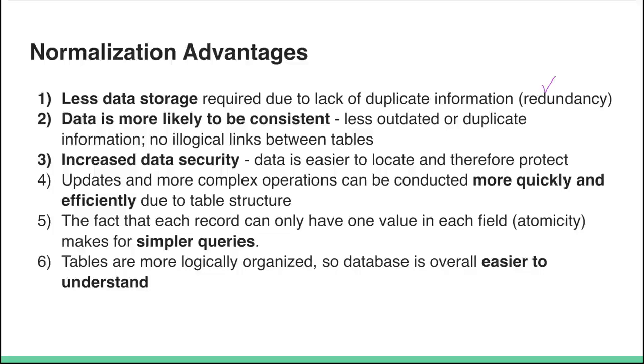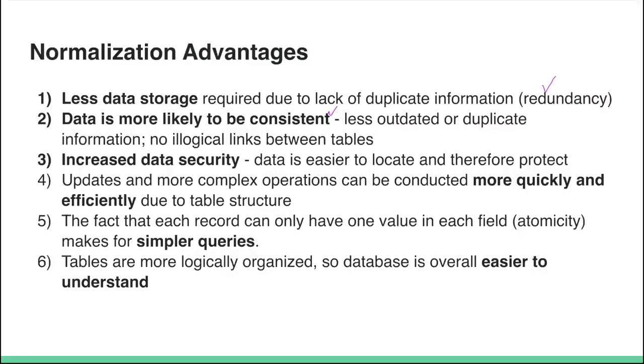The second is that data is more likely to be consistent. Consistent meaning it's not going to be outdated, or there's not going to be duplicate information where one piece of information has been updated and the other hasn't. Because there is less redundancy, the same information isn't scattered around different places in your database, and all those places don't need to be updated. So you're only going to have a specific piece of data once, most likely, and that's all that needs to be updated.